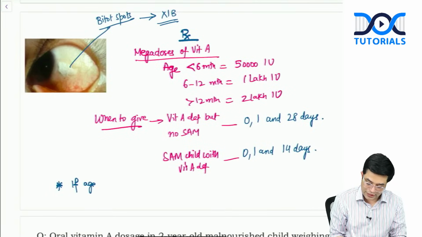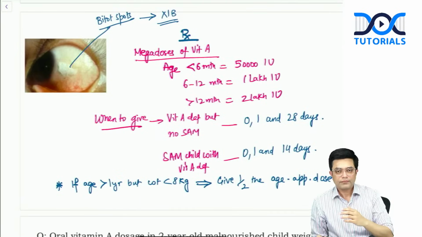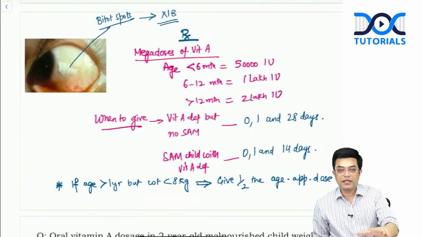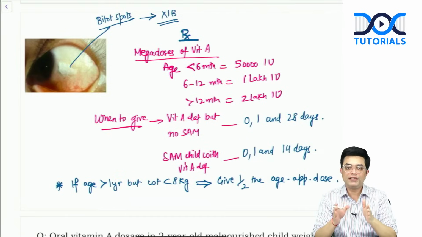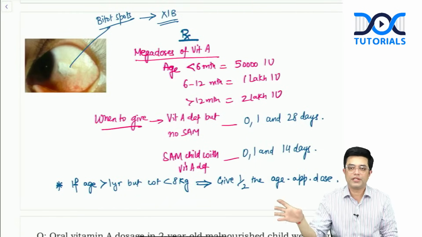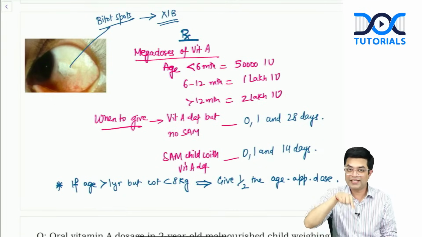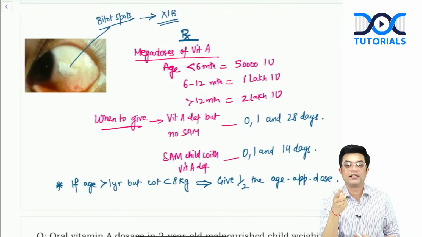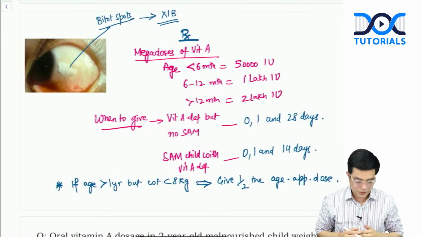If the age of the child is more than 1 year, but the weight of the child is less than 8 kg, you will give half the age-appropriate dose. What this means is, suppose a question comes: a 15-month child, weight only 7 kg, also has vitamin A deficiency. What will be the dose given on each visit on days 0, 1 and 14? Normally, above 1 year, you will give 2 lakh international units. But this child has weight less than 8 kg beyond 1 year. So you will give 1 lakh international units and not 2 lakh. Please, all this treatment part which I have written is very important. Please add it to your notes.